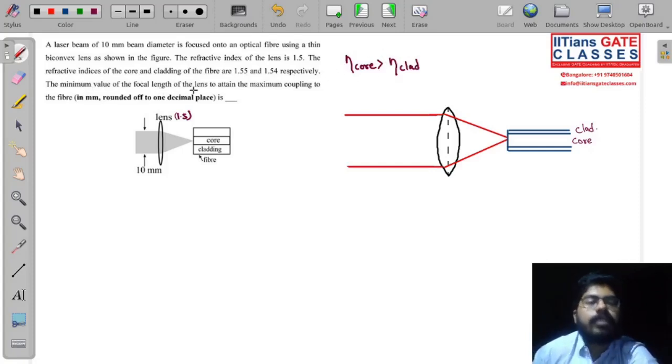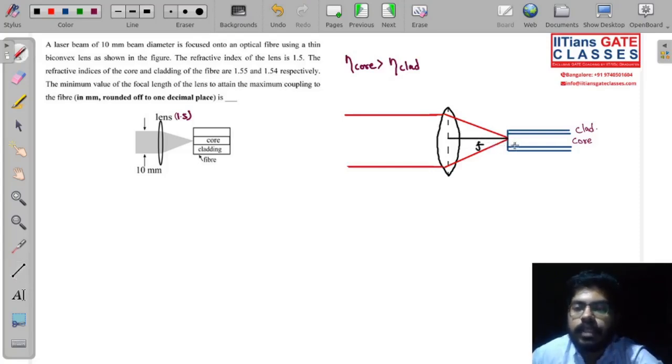The minimum value of the focal length of the lens to attain the maximum coupling to the fiber, in mm, rounded off to 1 decimal place, is. So they have asked what is the focal length. What do we mean by focal length? The focal length of a convex lens is the point where it converges the beam of parallel rays. So this distance is basically my focal length.